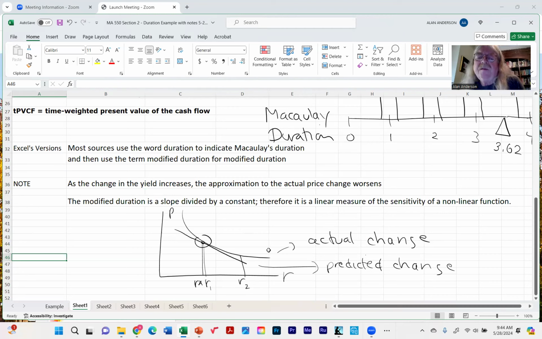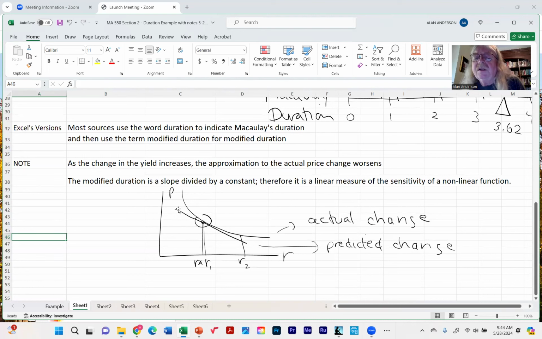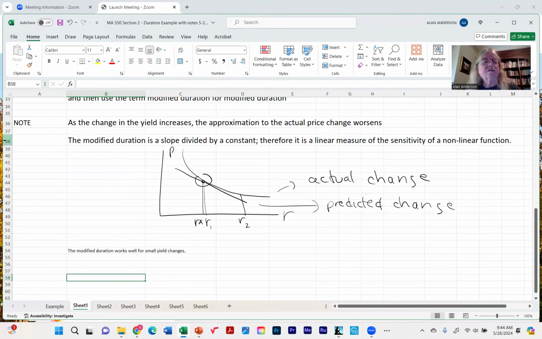So in other words, if you notice that the duration is starting to understate the true value of the bond's price, and the same thing is true up here as well when the yield drops. So as we get further and further away from the initial yield, the predicted price of the bond is going to be understated, and by a progressively larger amount as R increases. So just keep in mind that the modified duration measure works well for small yield changes. After that, the approximation starts to worsen.